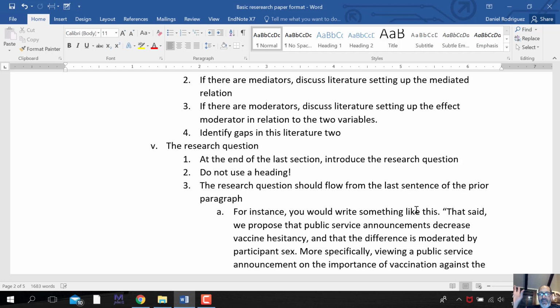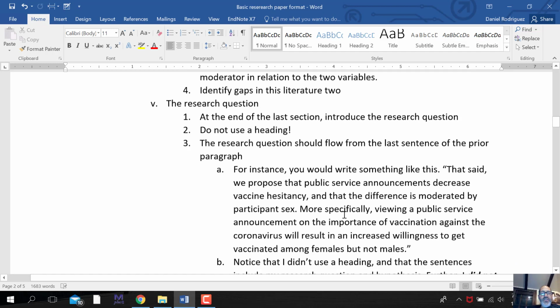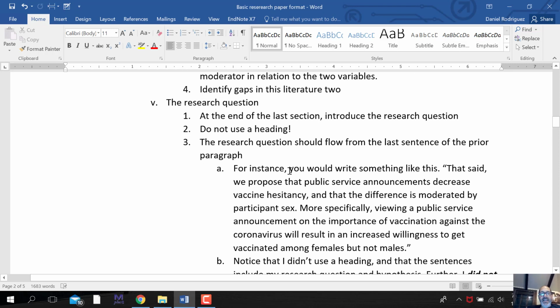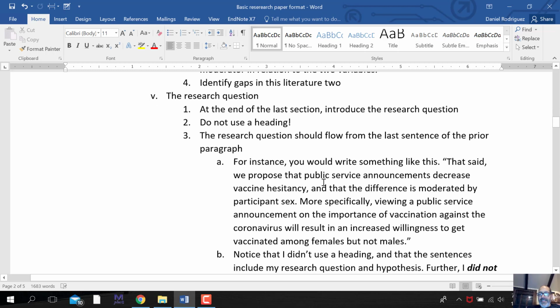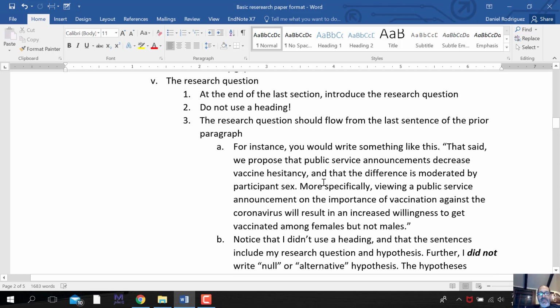The final part is where you add the research question. Again, no headings here. So you see it's not highlighted, so I don't want to see any headings, ever. So you put this at the end, right? And here's an example of a research question. I wrote this about a week ago or so, I'm excited to see what I came up with. For instance, you could write something like this: "That said" indicates that I'm following from the prior sentence, right? So this is what I said. This is at the end of your document.